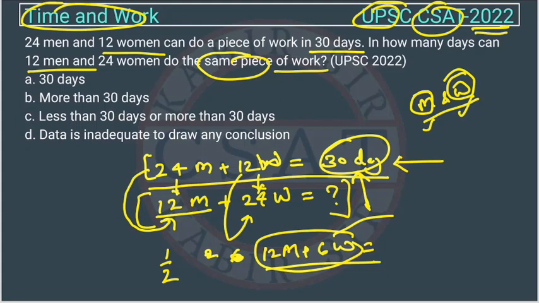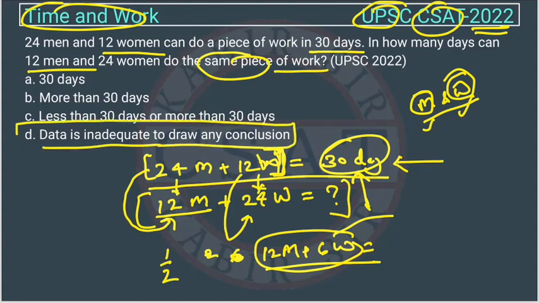As I told you, it could have been like 1 by 3, or the change on this side with men and women in the same proportion, then we could have made some inference, but now we can't make any inference. So the answer would be the data is inadequate to draw any conclusion, right? So this will be the best possible answer. So its answer is option D, right?